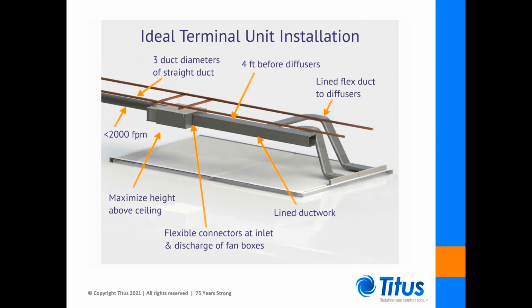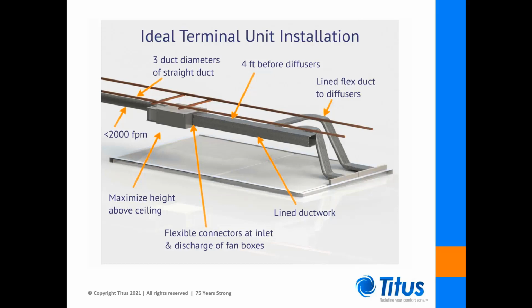In order for a terminal unit to operate properly and provide the lowest possible sound levels, it's important that it be installed correctly. As you can see, we have a nice straight inlet duct approach sized for no more than 2,000 feet per minute velocity. We want to put the unit as high above the ceiling as access will allow, and of course we'd like to have a ceiling if at all possible. Sometimes, in the absence of a ceiling, partial ceiling panels, referred to as clouds, can provide some noise reduction immediately below a unit. Flexible connections, especially on fan units, on the inlet and discharge ducts, can break up any duct vibration and resulting sound.